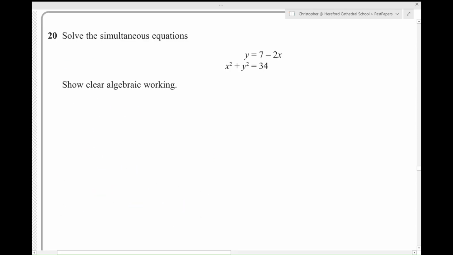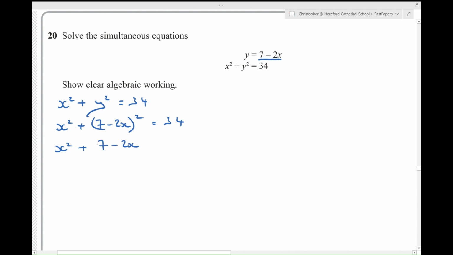Question 20. Solve these simultaneous equations. Well, I've got an expression for y here, so I'm simply going to substitute that expression into the bottom equation. So instead of x squared plus y squared equaling 34, I'm going to have x squared plus (7 minus 2x) squared equals 34. So that's x squared plus (7 minus 2x) multiplied by (7 minus 2x) equals 34.